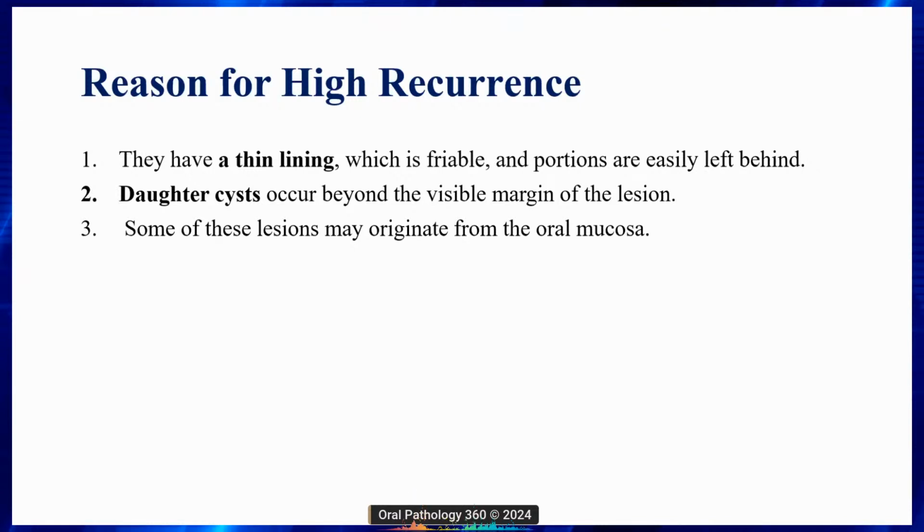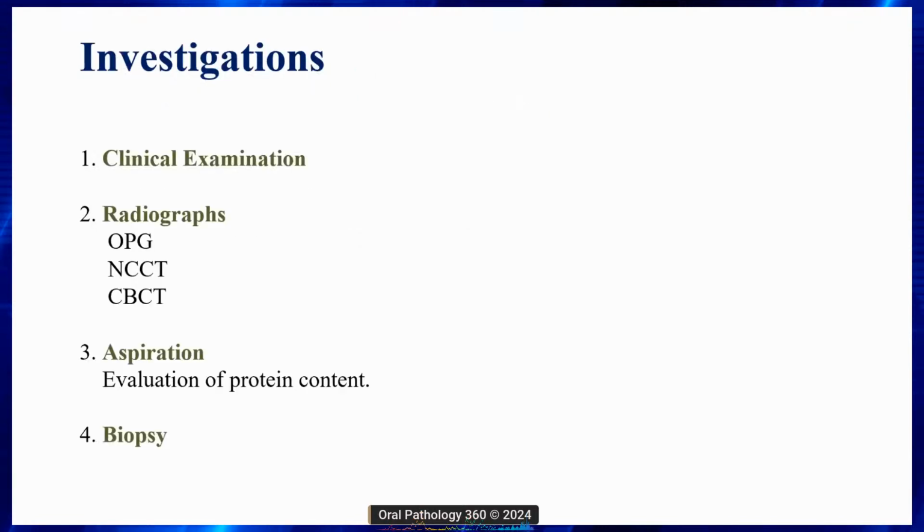The odontogenic keratocyst, as described in Shear, has a very high recurrence rate because it has a very thin lining which is friable, and portions of it are easily left behind during enucleation or curettage. The daughter cysts occur beyond the visible margin of the lesion into the connective tissue, bone, or the overlying mucosa, and some of these lesions may also originate from the oral mucosa. So even if we are treating the bony lesion that has extended into the bone, we are leaving behind some amount of tissue in the oral mucosa, resulting in recurrence.